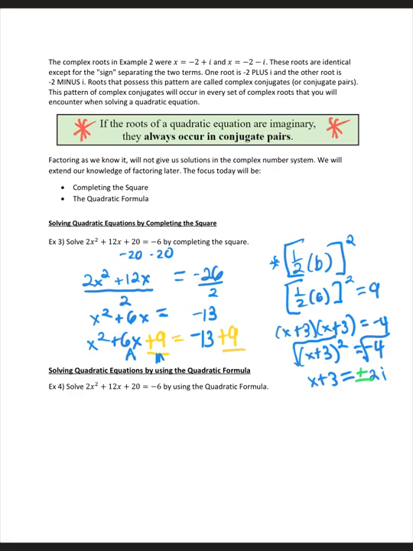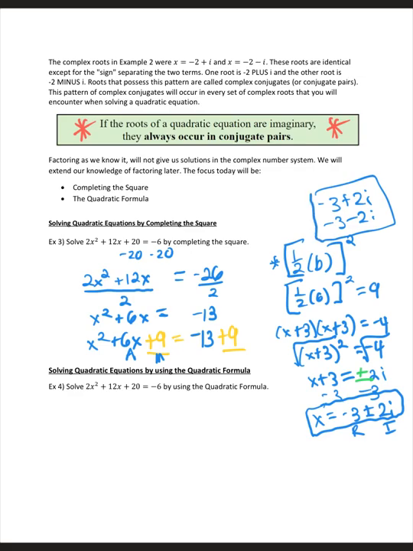Now, to finish this problem off, I need to solve for x, so I'm going to subtract 3. And I get x equals negative 3 plus or minus 2i. Remember, we write the real part first, the imaginary part second. So there's two answers to this problem. Both are complex roots, negative 3 plus 2i, as well as negative 3 minus 2i. And that's how you complete the square.